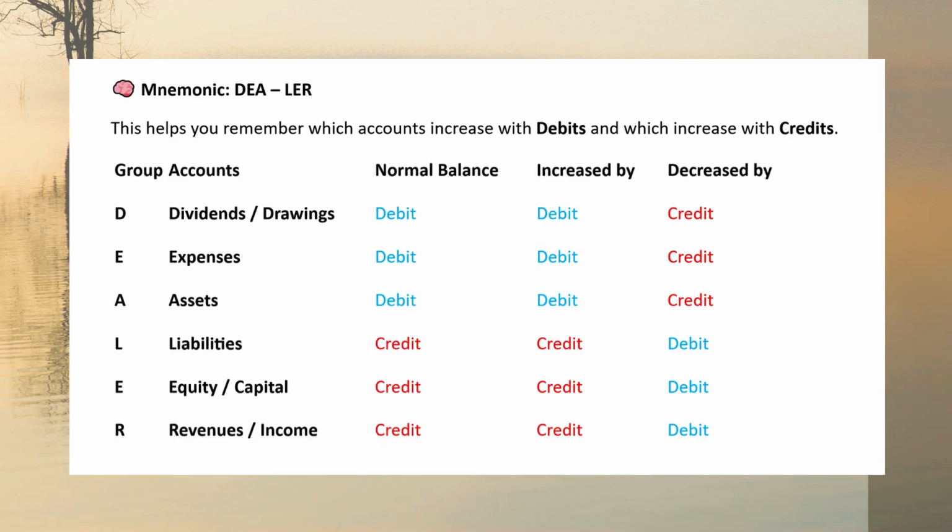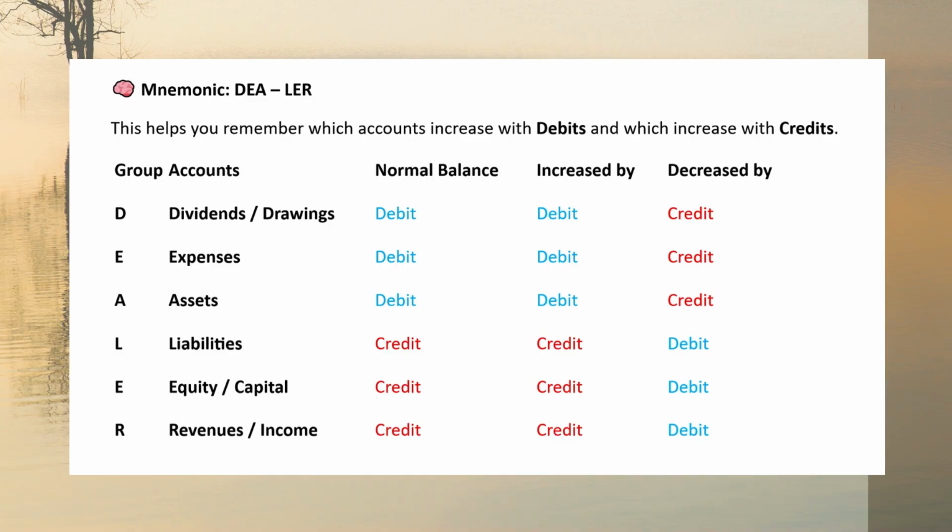Let's break down how accounting accounts work using a simple table and a memory trick: DEA-LER. This table helps you understand three key things for each account type. 1. What group the account belongs to. 2. Its normal balance, meaning which side it's naturally on in the accounting equation. 3. How it increases and decreases using debits and credits.